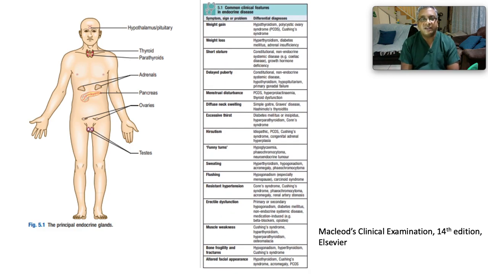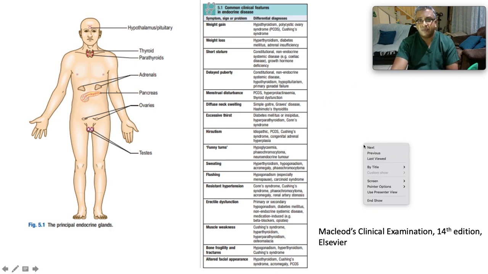And looking at common clinical features in certain endocrine diseases. So weight gain probably speaks to hypothyroidism, PCOS, polycystic ovarian syndrome, Cushing's. Weight loss we have in the setting of hyperthyroidism and diabetes mellitus, as well as adrenal insufficiency. Short stature often can be constitutional or could be due to non-endocrine systemic disease, like celiac disease, chronic renal failure, cyanotic congenital heart disease. The list goes on, growth hormone deficiency as well.